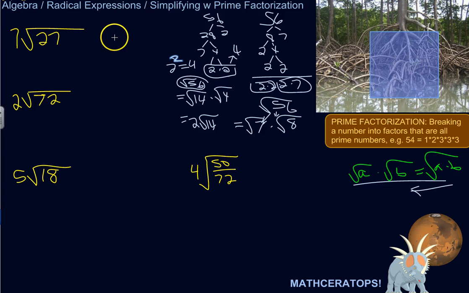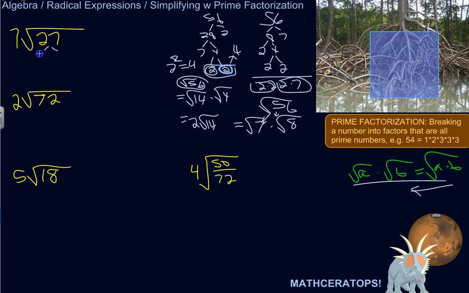So let's look at some examples. So 7 times the square root of 27. Let's first factor 27 to see if we can find any of these perfect squares. What we do is we break it down into its prime factors, and we look for pairs of numbers. So 2 and 2, right? Because we know we can write that as 2 squared, and then we could just square root 2 squared.